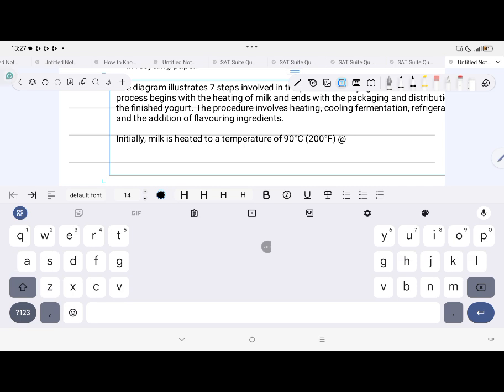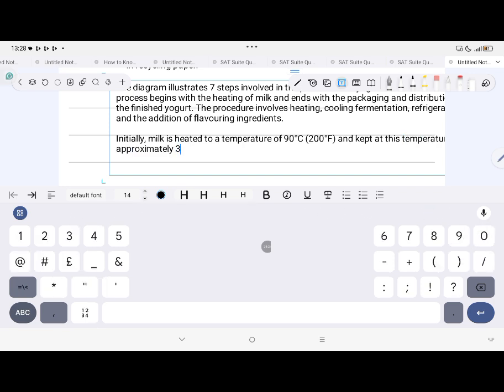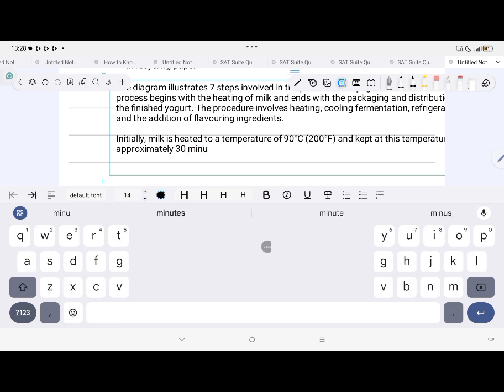And kept at this temperature for approximately 30 minutes. You don't have to write like this. You could say the milk is boiled for 30 minutes, then you mention the temperature. So you don't have to use my words. You don't have to write like me. But the point is mention these key things.